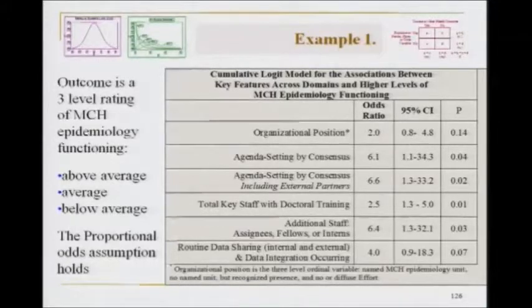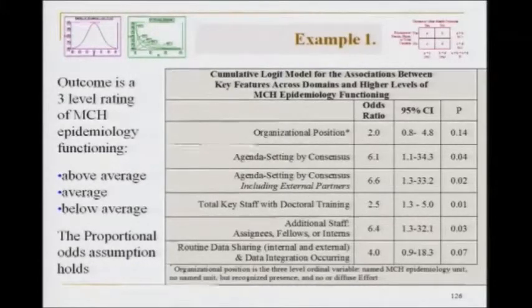So we had things like organizational position, which was an ordinal variable saying where there was actually an MCH epi unit, or was MCH epi in a bigger epi unit. It was about the structure and where the MCH epis sat. And then we talked about who sets the agenda for MCH epi. Is it just the Title V director? Is it the epis? Is it some combination? Does it include external stakeholders? And so we actually had two different variables there. I kind of like those results a lot.